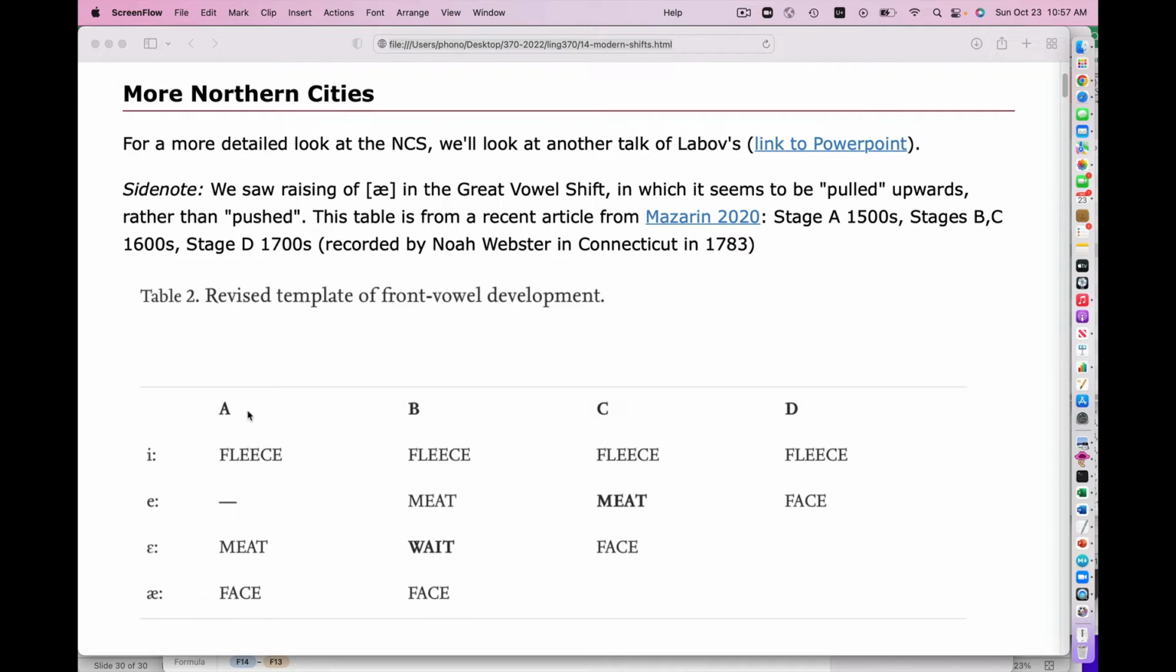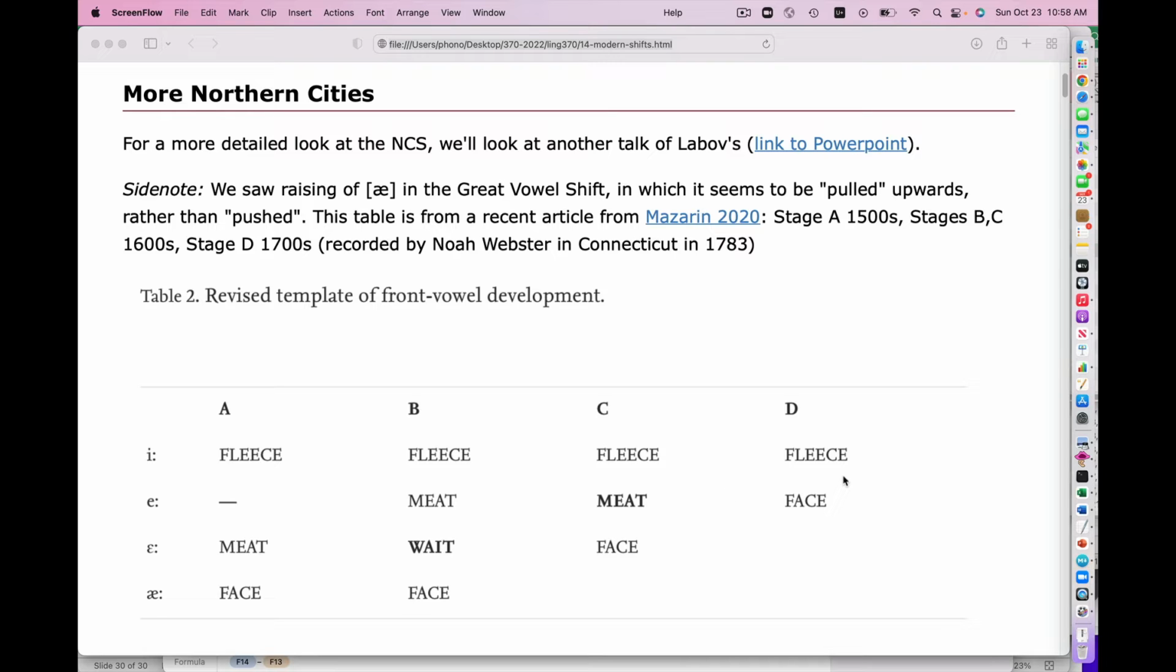So these stages are the 1500s. This is B and C around the 1600s. D is the 1700s, and this new pronunciation of face was recorded by Noah Webster in Connecticut in 1783. The thing I want to point out about this is that the mid vowel rose first, it seems, and then the low vowel rose to occupy the phonetic space that had been evacuated by the ɛ. So in that sense, the æ seems to be pulled upwards.